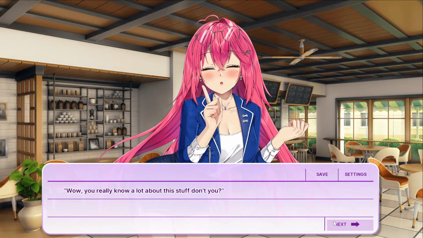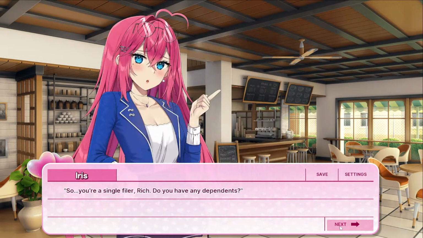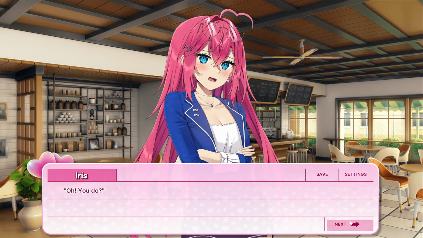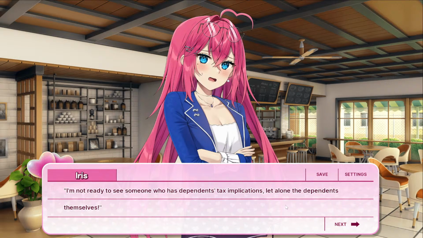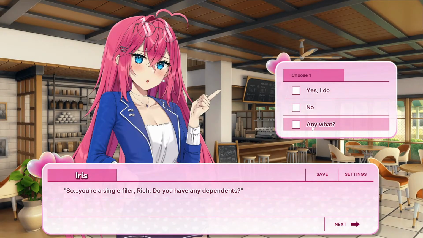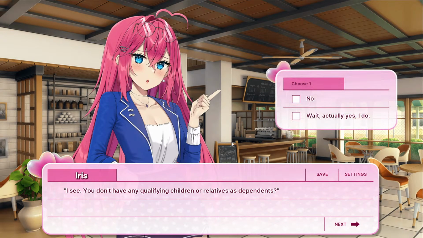Oh, I really know a lot about this stuff, don't you? Okay. Yes. Oh, you do? Oh, okay. Damn it. Fine. No dependents. Jesus Christ. You don't have any, that's the thing, otherwise you'd probably have to file different forms for that.